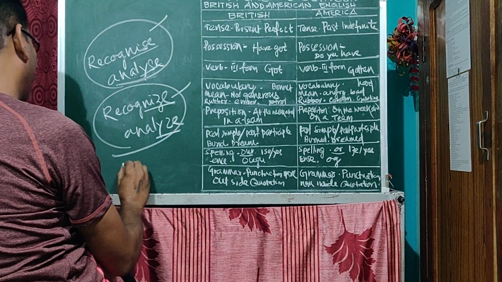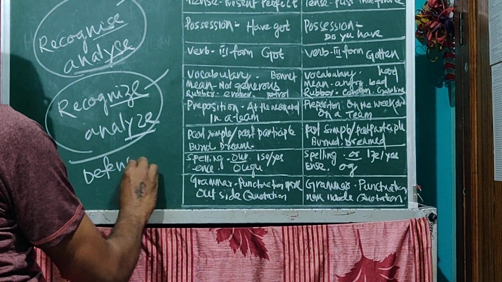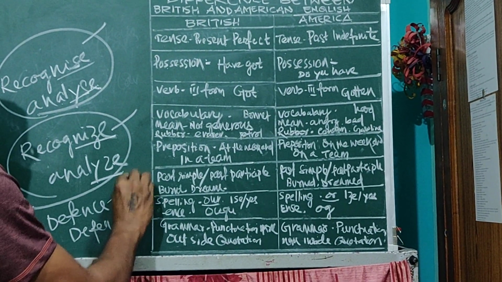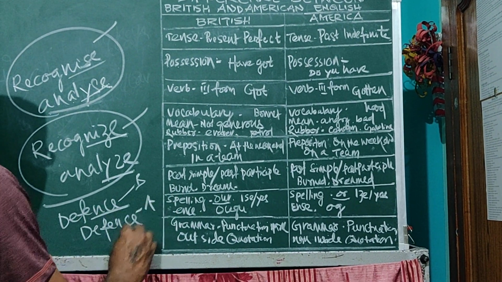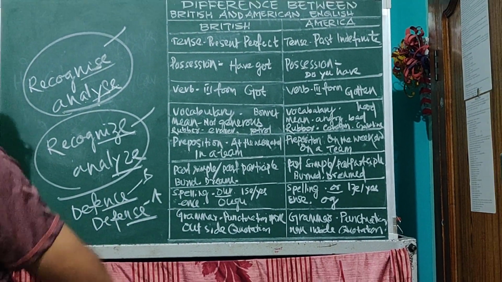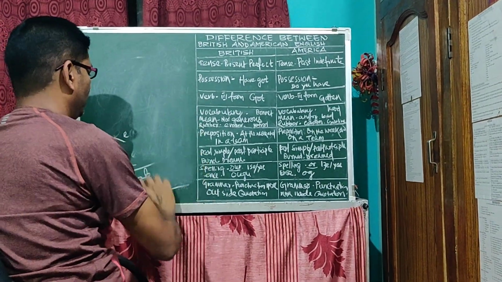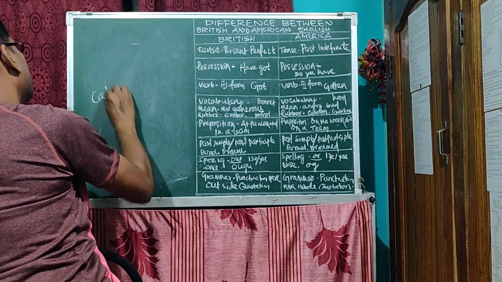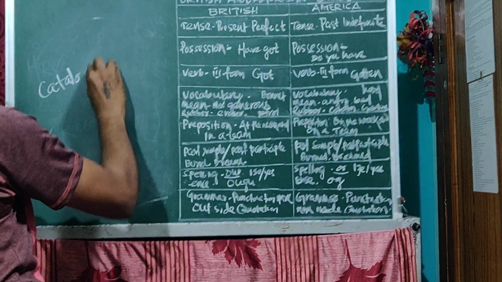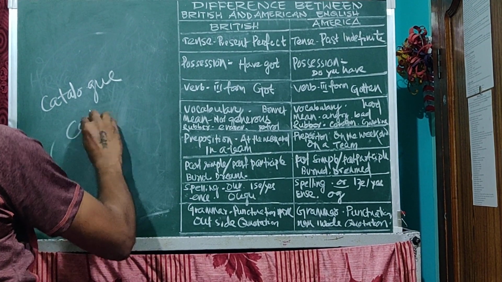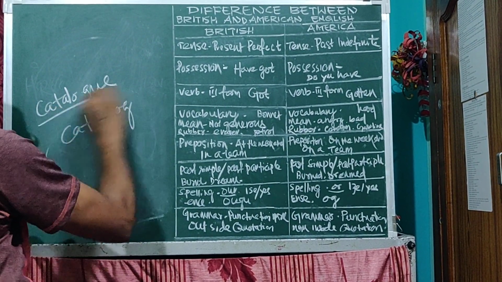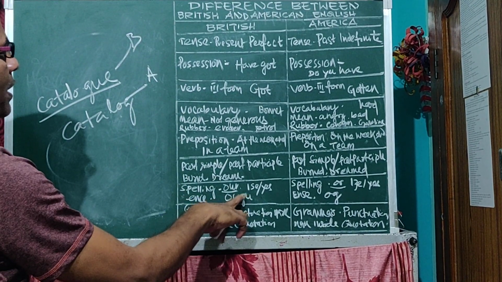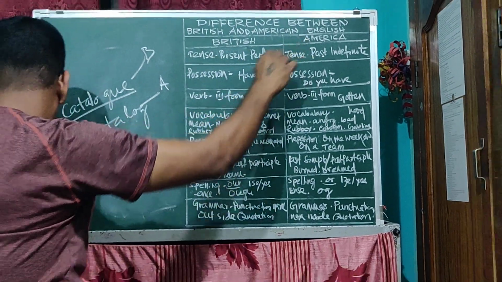Likewise, defense: D-E-F-E-N-C-E, and here D-E-F-E-N-S-E. This is British English and this is American English. N-C-E, N-S-E. Like catalog: C-A-T-A-L-O-G-U-E, whereas C-A-T-A-L-O-G. This is British English and this is American English. This is the spelling difference between British English and American English.